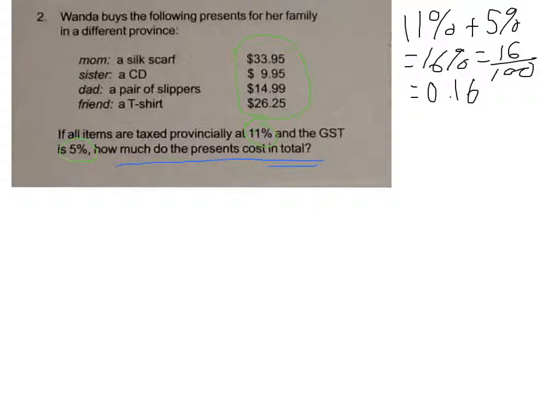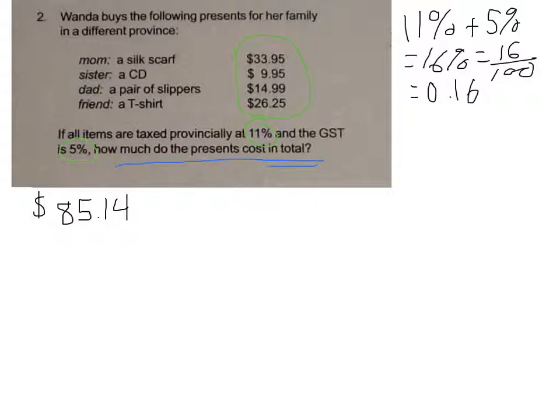This is a calculator test, so you can take these numbers and put them in the calculator. And when you put 33.95 plus 9.95 plus 14.99 plus 26.25 into the calculator, you're going to come up with a total pre-tax cost of $85.14.